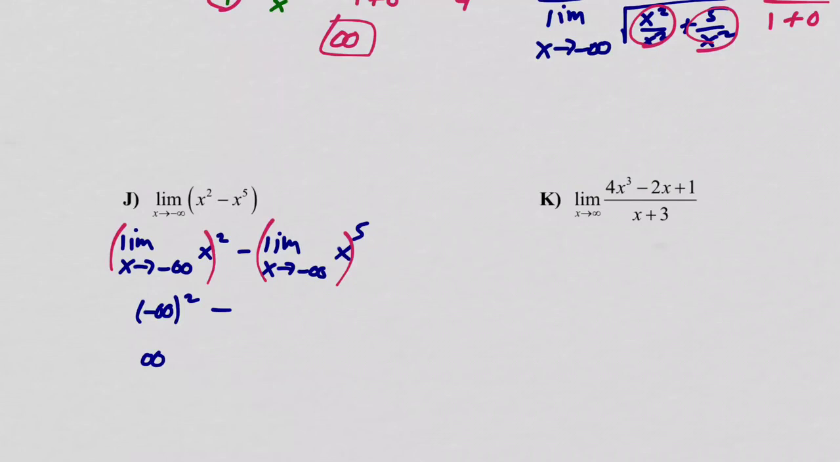Subtract the limit as x approaches negative infinity of x, which is negative infinity, to the power of 5. Negative infinity to the power of 5 gets us a negative, which is times a negative. We add those together, we get infinity.